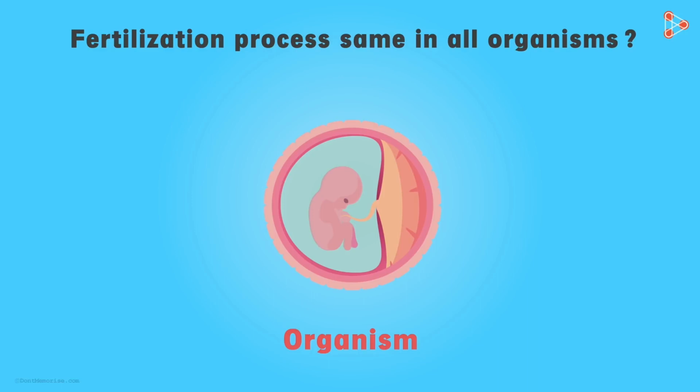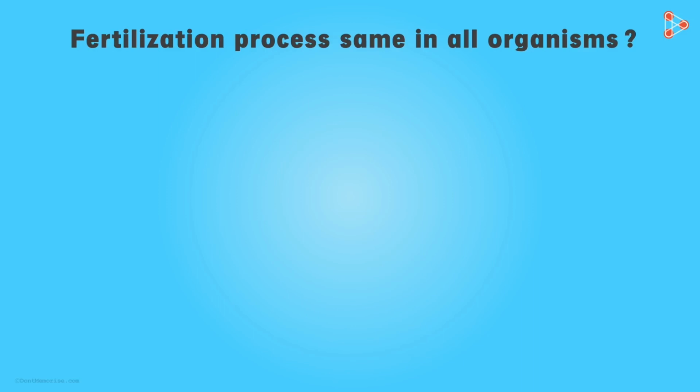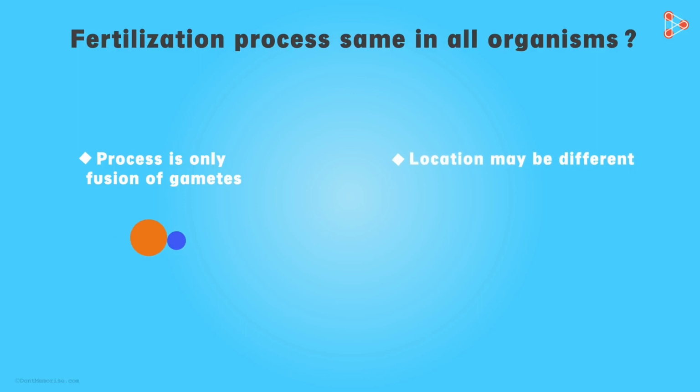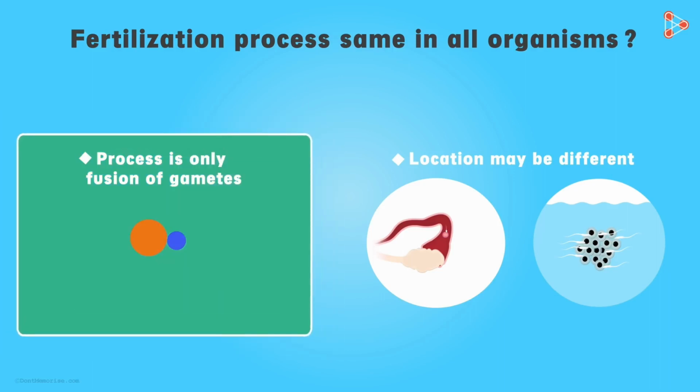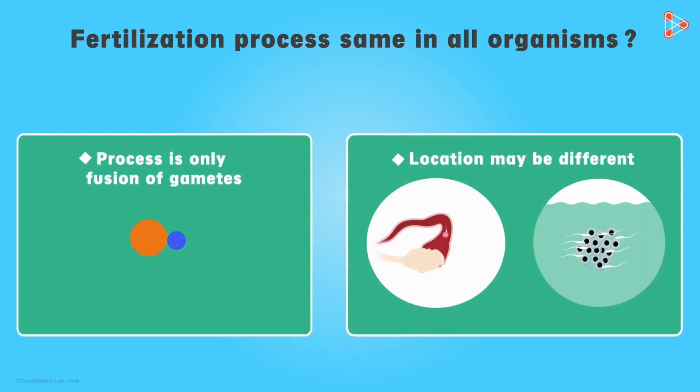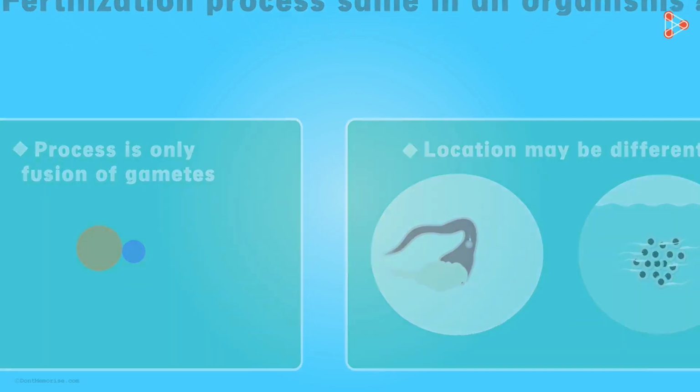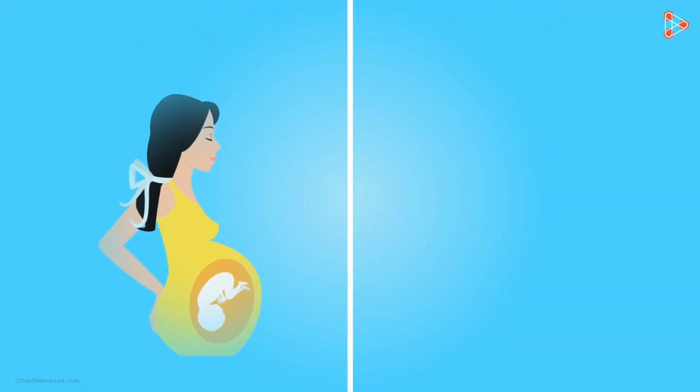So, is this process of fertilization the same in all the organisms? Think for a moment. In order to answer this question, we have to keep in mind two facts. Firstly, the process of fertilization is simply the fusion of gametes. Secondly, the place where the fusion of gametes can take place may be different in various organisms. So now, can we answer the question correctly? Yes. The simplest answer is that the process of fertilization will almost be the same. This is because it involves the fusion of the gametes. However, the location where fertilization occurs may be different in animals.